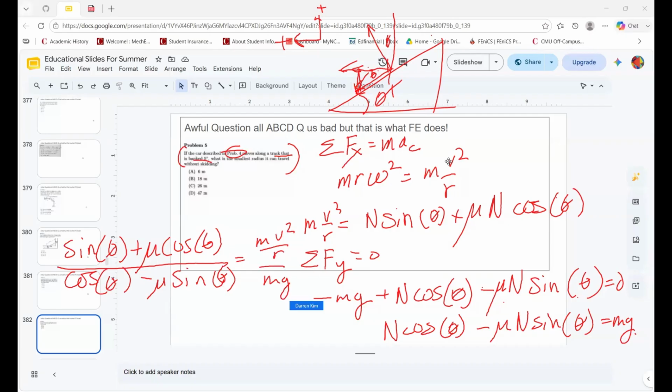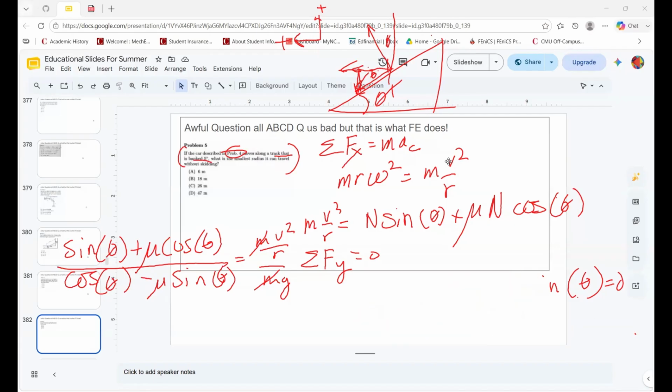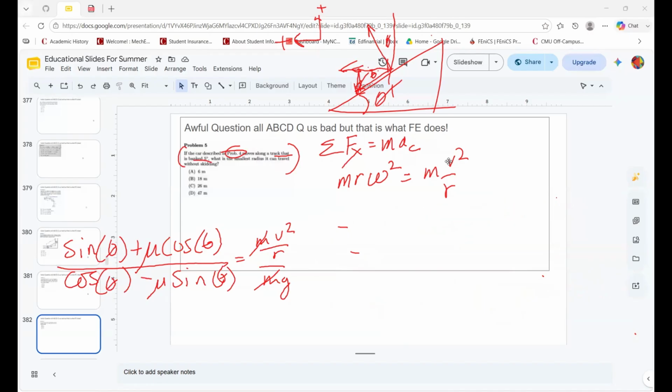Cancel this out. I did it this way because I don't want to do the math on the normal. You can do the math on the normal if you want. That's a traditional way. I'm not doing that. So with that said, we have the formula: v squared divided by rg equals whatever this is.